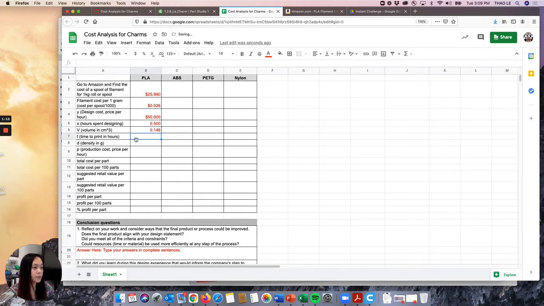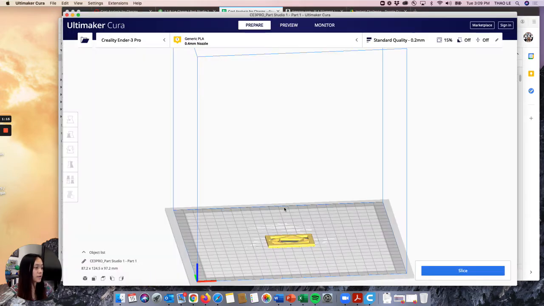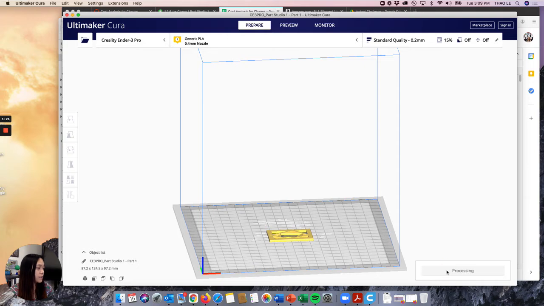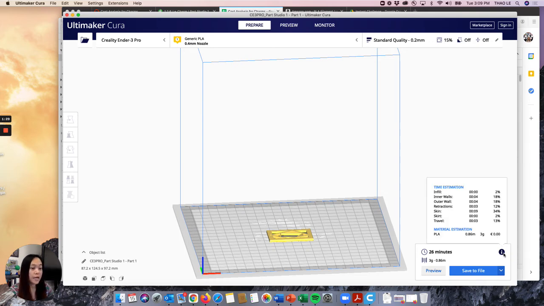And then time to print in hours, so that is with your slicer. So we're using the Creality Ender 3 Pro. I uploaded my charm. I'm going to slice it, and it's going to give me 26 minutes, and the mass is 3 grams when I hover over the eye.